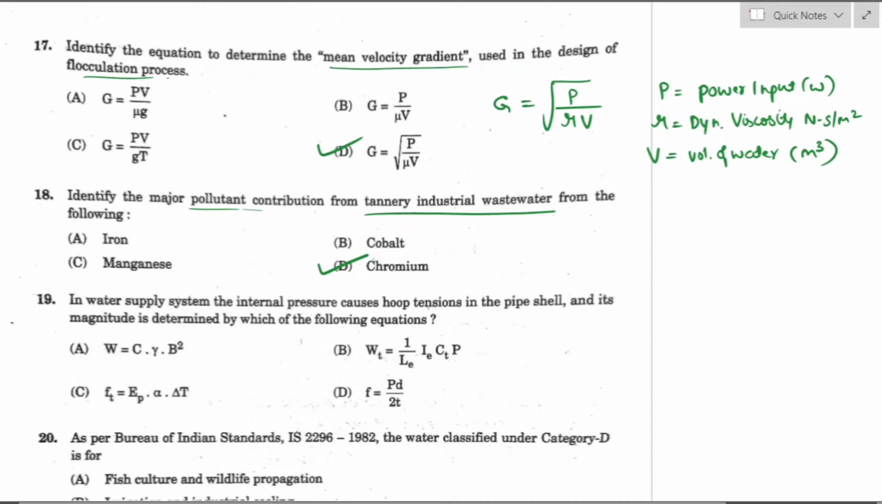Question number 19. In water supply system, the internal pressure causes hoop tensions in a pipe shell and its magnitude is determined by which of the following equation? Hoop tension is nothing but hoop stress. So for a pipe shell, the hoop stress is given by the formula PD by 2T, where P is the pressure intensity, D is the diameter of the cylinder, T is the thickness of the cylinder. Option D is the right answer.